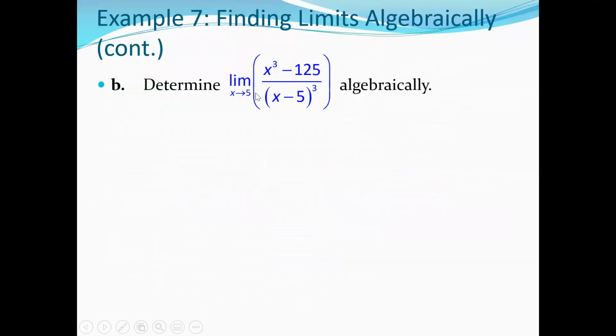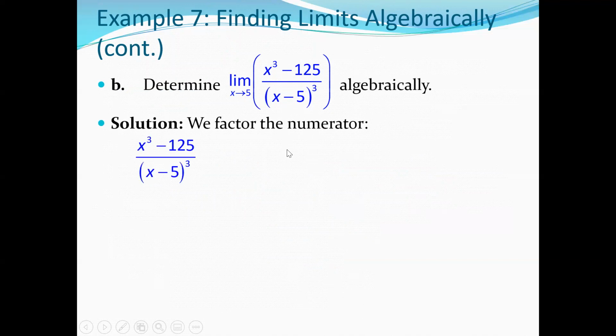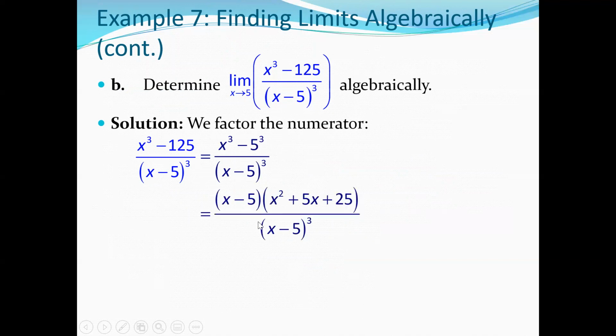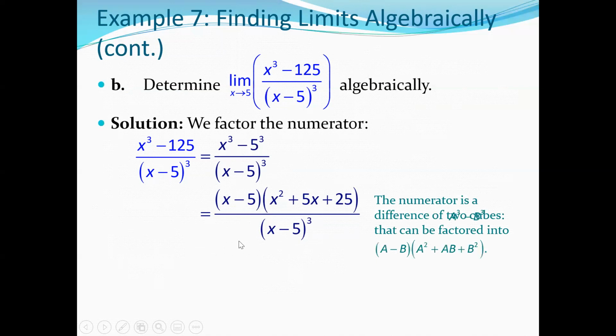Now let's try the second one, the same thing. x approaches 5, so 5 minus 5 is 0, and any value divided by 0 is an error. So we try again to factorize this problem. We know 5 cubed gives us 125, so we can use the cube formula. This will give us (x minus 5)(x squared plus 5x plus 25). That is the difference of cubes. Then we have (x minus 5) cubed, so we can cancel one x minus 5.